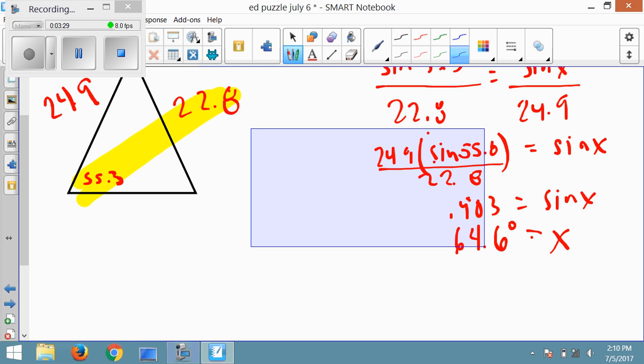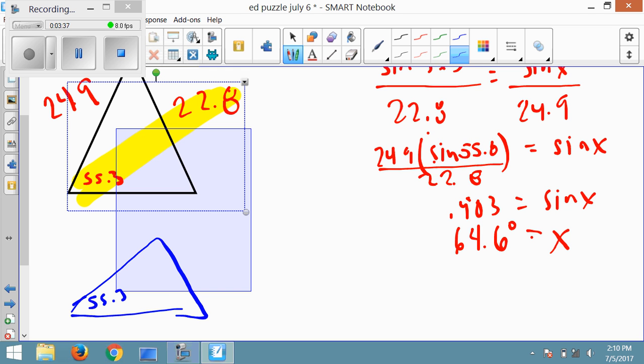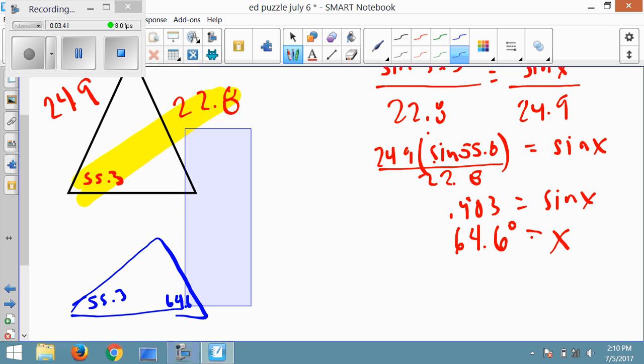We could have a triangle that is 55.3, 64.6, and then how do I find out what the other angle is? I'm going to take 180, subtract 55.3 and 64.6, and I'm going to get that that angle is equal to 60.1.